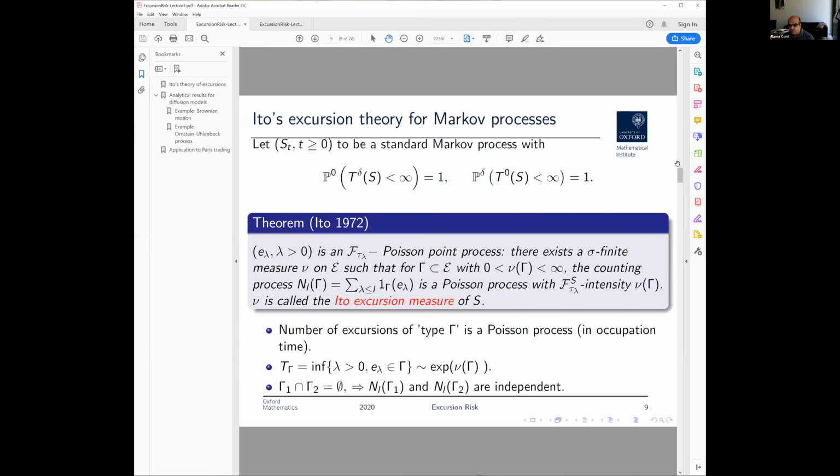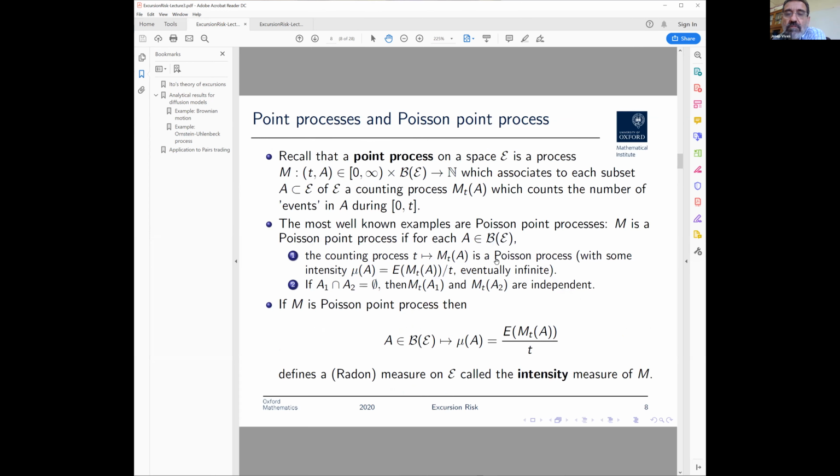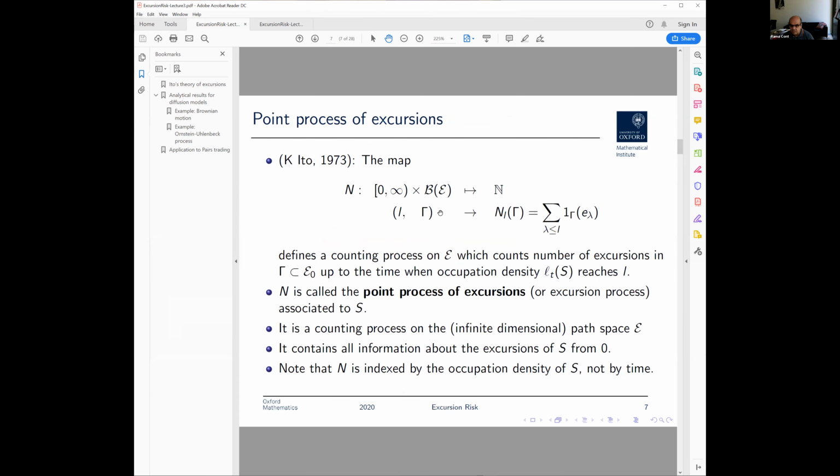So you get the exponential for free, because of the proof of the result. I'm not going to give the proof here, or maybe tomorrow if I have time. The proof of the result is the following. You look at the counting process of excursions, this process which counts the excursions in occupation time. So this is a counting process, and then you have this characterization. If you look at a counting process, the question is, when is this a Poisson process?